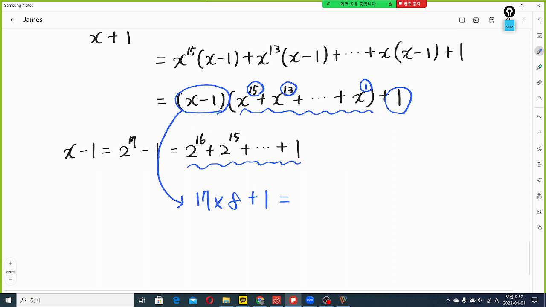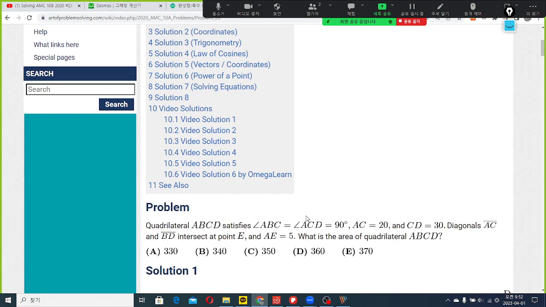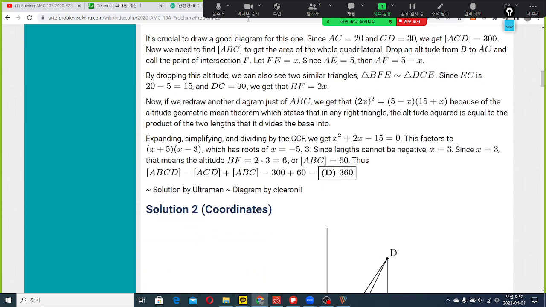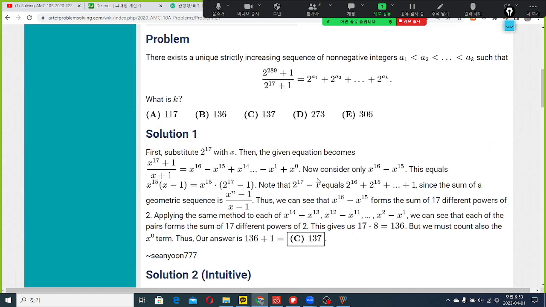Find this value. Can you find the option? Yep, I need to find my calculator. 137. Yep. So the answer is C. 137.